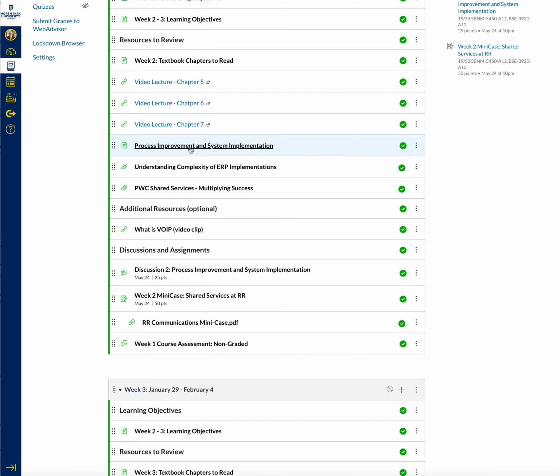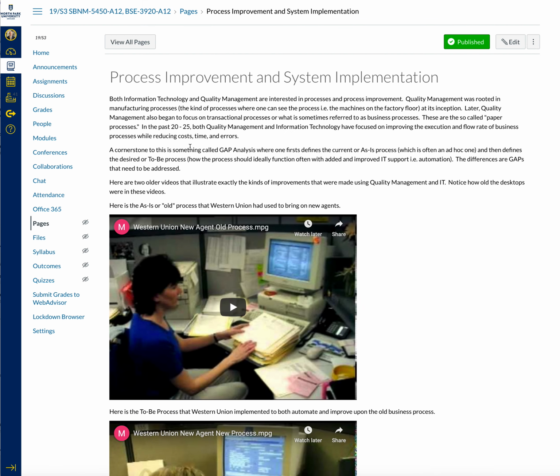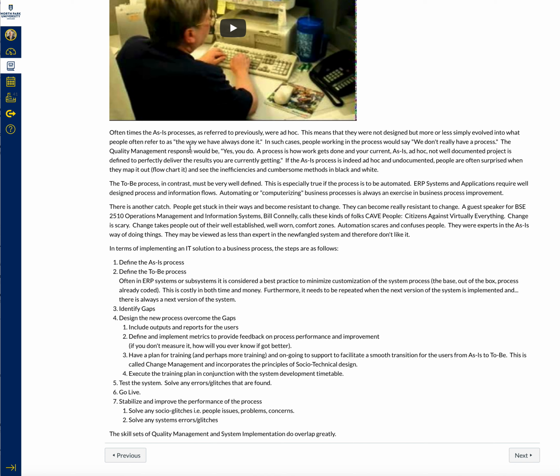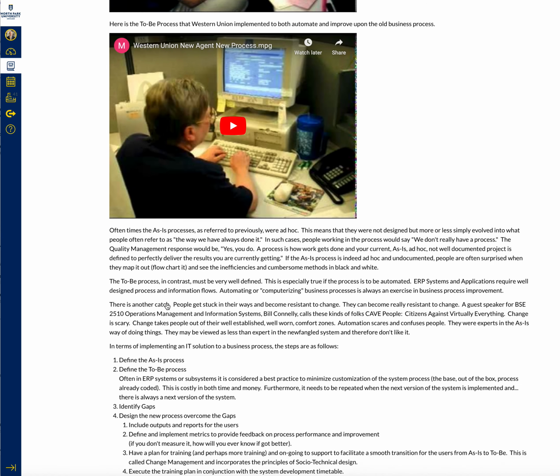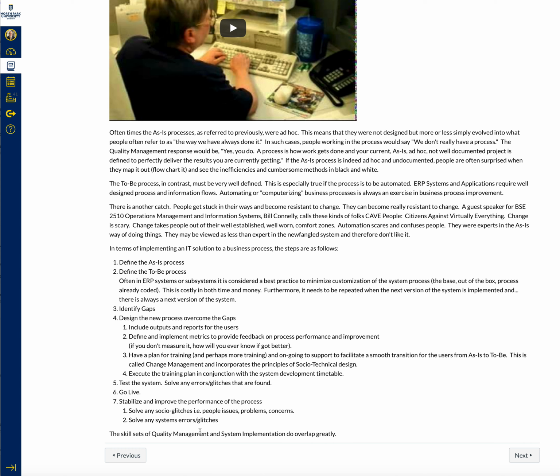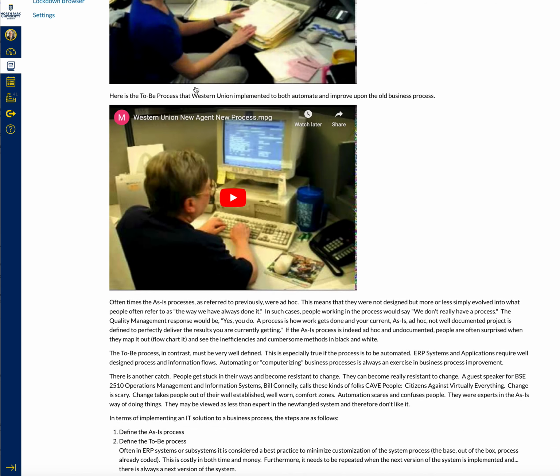So, process improvement and system implementation. I've provided some readings beyond just the video, which tells me the kind of steps that are involved here. Now, if you don't understand everything, give me a call and we can talk about any of these. Because it really has a lot to do with how systems are implemented.